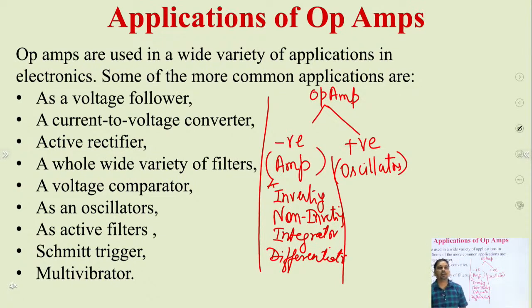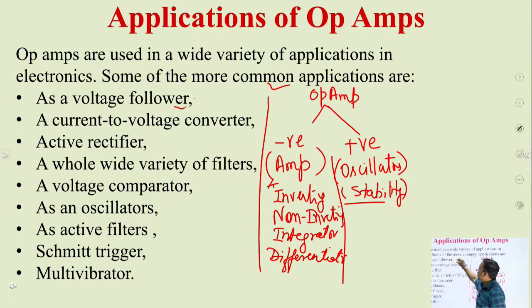Oscillator circuits are unstable circuits because they have positive feedback. Now if there is positive feedback, the gain is very high, and if the gain is very high, naturally the stability of the circuit is poor. So amplifiers are supposed to be more stable as compared to the oscillators. We have some common applications of the op-amp, which include the voltage follower. Now what is a voltage follower? We will see in our later classes that the voltage follower is nothing but a unity gain amplifier.